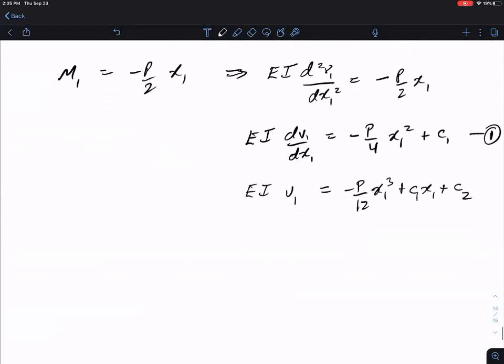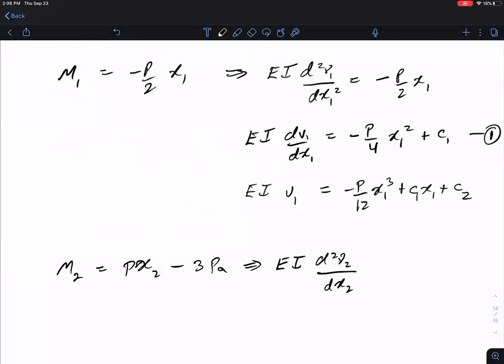Okay, so now we're going to do the same thing for the moment function between B and C. If you recall, the expression we got was M2 is equal to P times X2 minus 3 PA. Then we're going to replace M2 with EI times the associated curvature, and we're going to call the associated transverse displacement B2.